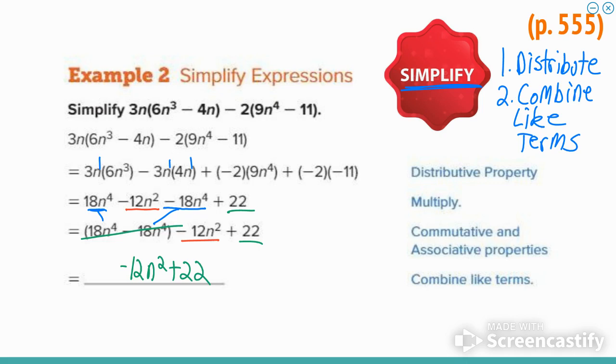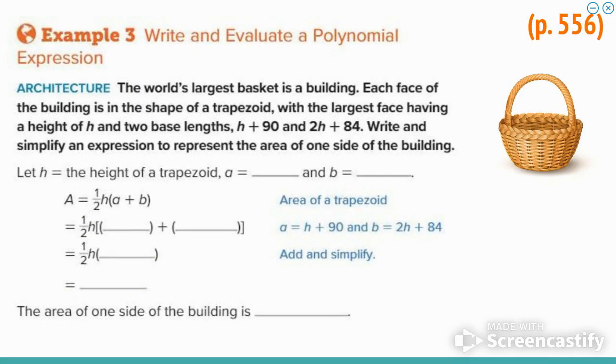So not a lot to write here just yet, but we'll get to those extra examples where you will have to do all of the writing. So now let's take a look on page 556. We have an architecture problem. The world's largest basket is a building. Each face of the building is the shape of a trapezoid. All we need to know is that the largest face has a height of h and two bases with the length of h plus 90 and 2h plus 84. Write and simplify an expression to represent the area of one side of the building. So we're just looking at the area of that trapezoid.